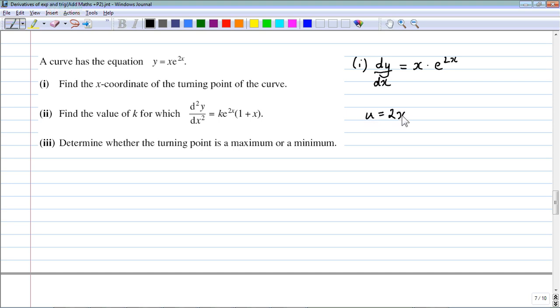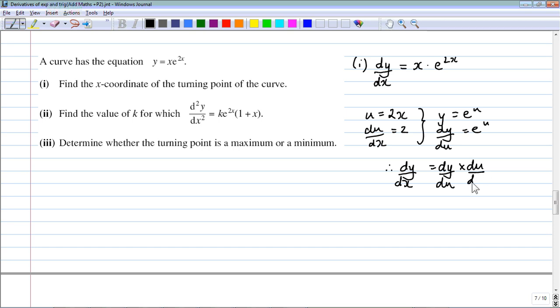u equals 2x, du by dx equals 2, so that if y equals e to the u, and dy by du is e to the u, because that's the rule we just derived, then it would follow that dy by dx is dy by du times du by dx, that's the chain rule, which is e to the u times 2, which is 2e to the 2x. So we see here that to differentiate e to the 2x we need to take the 2 outside, just in the same way as we do for other composite functions.